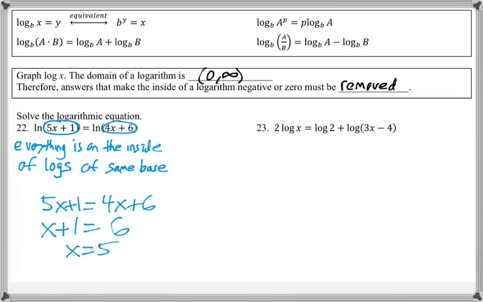And then if I plug it into this one, 5 times 4 is 20, plus 6 is 26. That's okay. So if it makes it negative or 0, that's when you need to remove it. But this one didn't, so this will be our final answer.